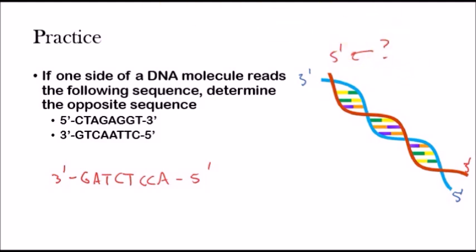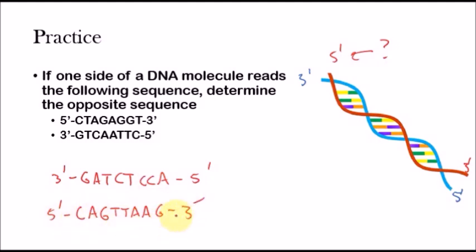So again, since this backbone is going from 3 prime to 5 prime, the opposite strand is going to have to go 5 prime to 3 prime. So we start with 5 prime, and then we know that guanine always bonds to cytosine, so C. Thymine always binds to adenine, so A. Cytosine always bonds to guanine, so G. Adenine always binds to thymine, so T. Thymine always bonds to adenine, so A. And then cytosine always bonds to guanine, so G, and then 3 prime.